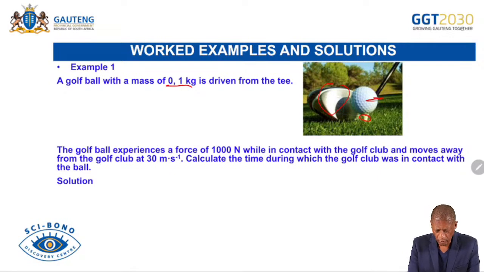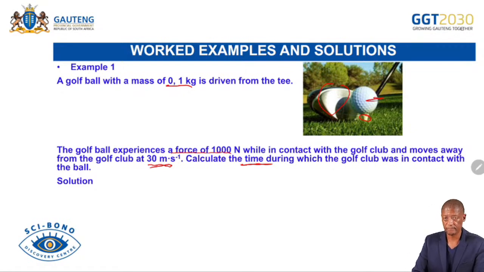Now the golf ball experiences a force. We're given a force of 1,000 Newton while it's in contact with the golf club, and then it moves away from the golf club at this velocity. Now calculate the time. They want us to calculate the time during which the golf club was in contact with the ball.